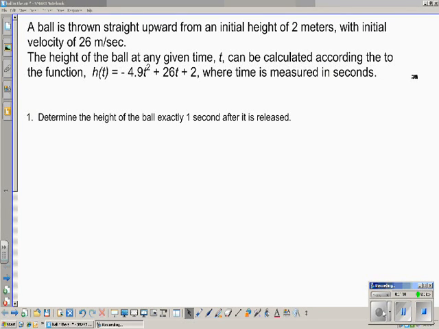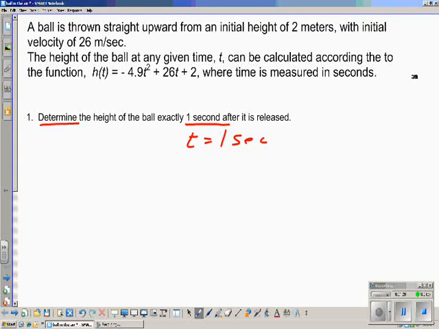So once the ball is released, our timer begins, and we are first asked to determine the height of the ball when our clock reads 1 second. So I underline that. That's an important piece of information. I'm being given time, 1 second, and I'm being asked for the height of the object.